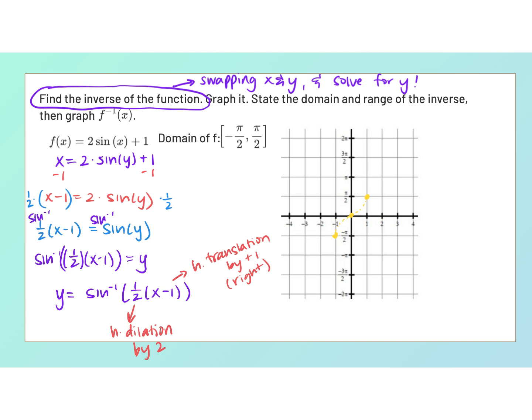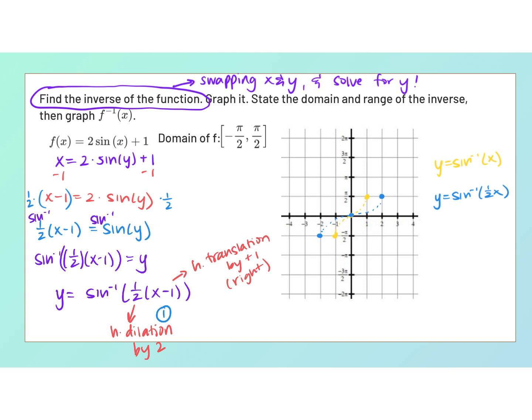Next, I'm going to apply the horizontal dilation. We do this in PEMDAS order when it's factored for us. So first, the dilation, that's going to stretch this function horizontally by a factor of 2. So all of these points are going to move twice as far out from the y-axis. The one at the origin is going to stay the same.